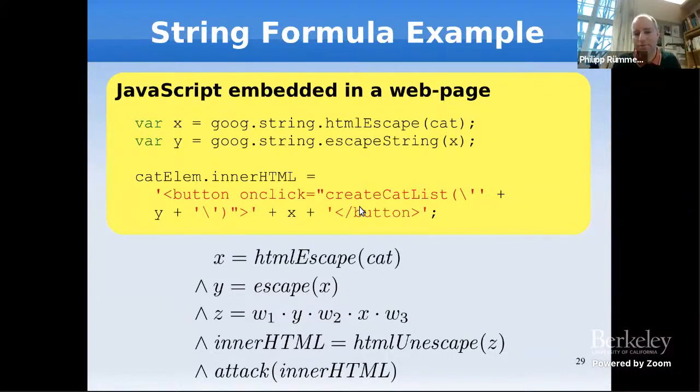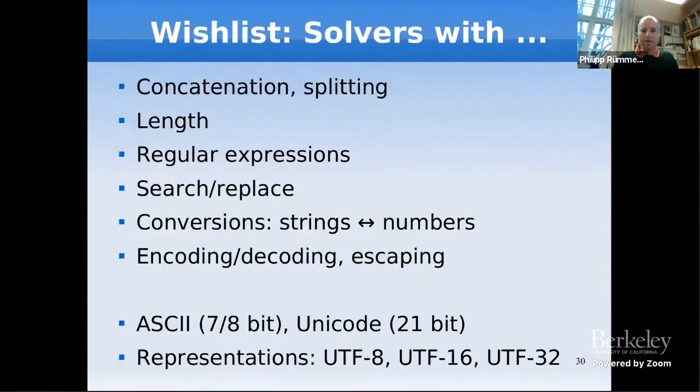And now, of course, this is a logic formula. So if we had a magic constraint solver that is clever enough to understand all these operations, then we could find, for instance, the attack that I've shown on the previous slide. Right, so this is the wish list. We would like to have solvers that support basically all the operations that I've shown, and a couple of more things. In particular, we would also like to support full Unicode alphabets, not just ASCII, because Unicode is the standard nowadays, and also different Unicode representations.